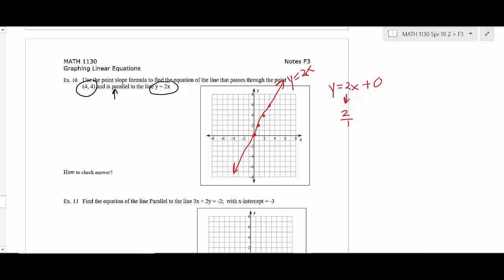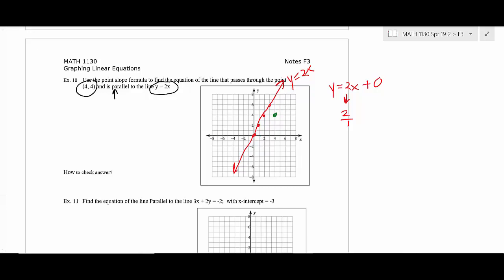So we worked on basically how to graph a linear function by hand last time. Now plot your point, 4, 4. So you just go over 4, up 4, like that. And what we're going to do is make a line that goes parallel to that and goes through that point.